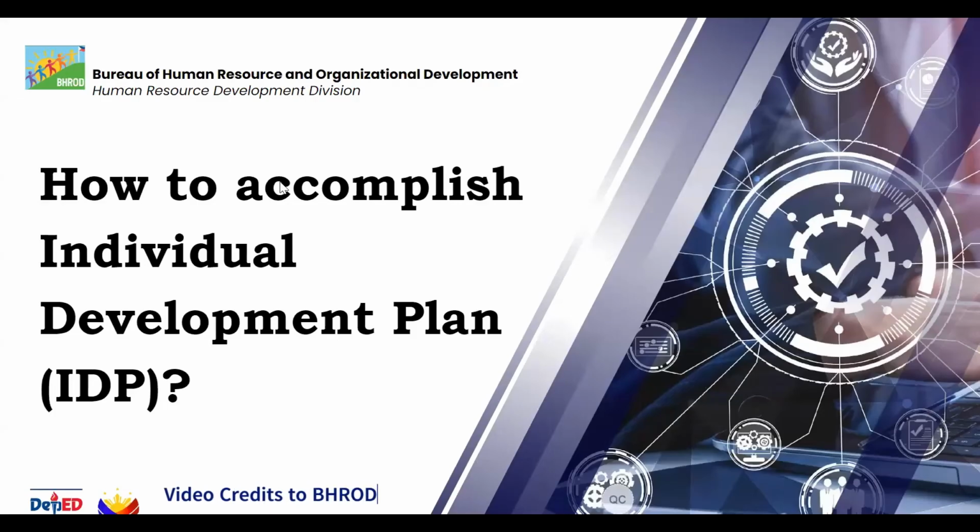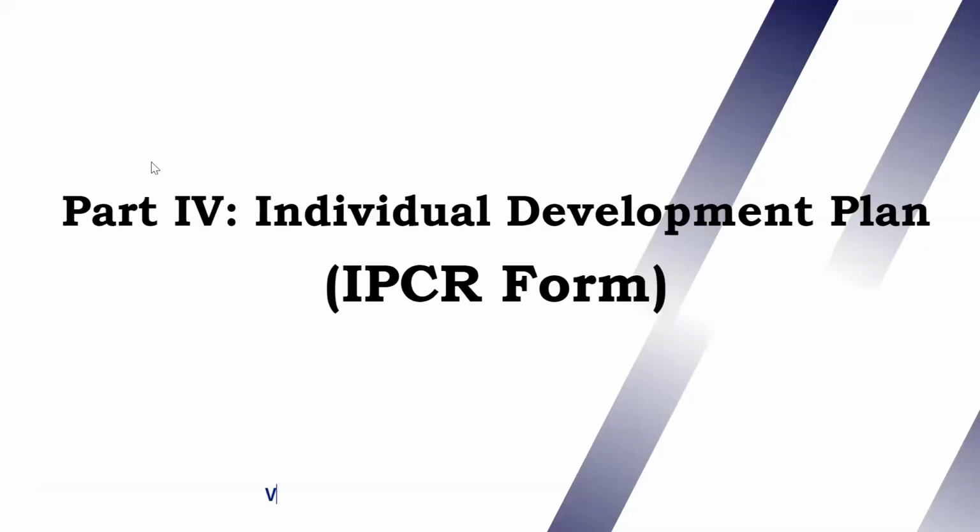How to accomplish individual development plan. Individual development plan, or IDP, is the part 4 of the IPCRF. This shall be accomplished during phase 4, or performance rewarding development, of the RPMS cycle. It is being done in November to December prior to the plan year.